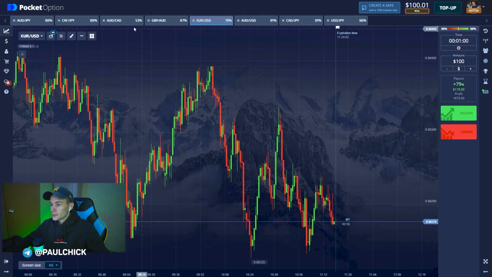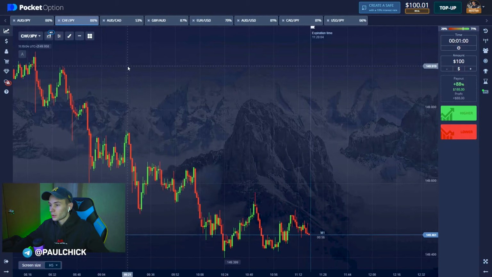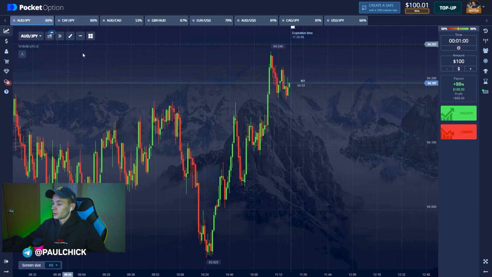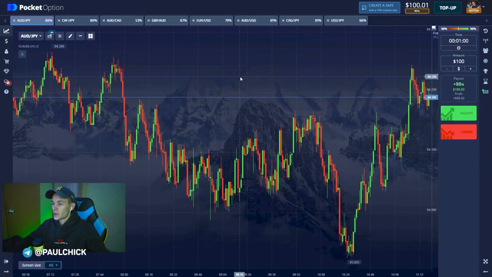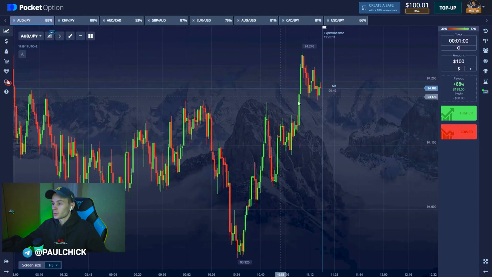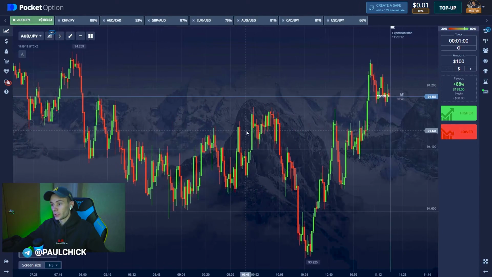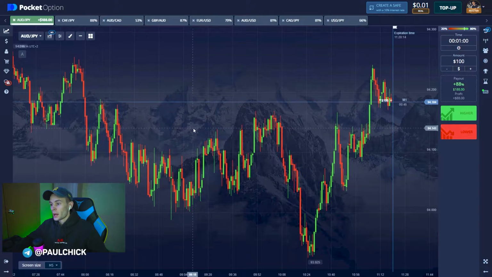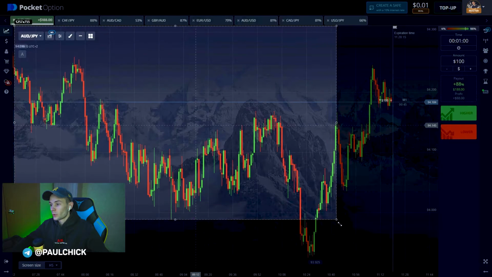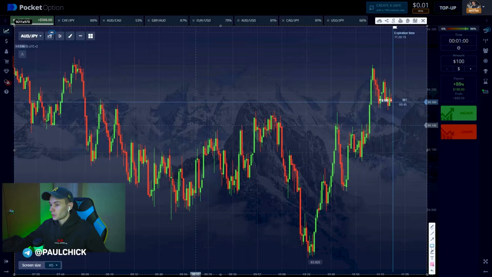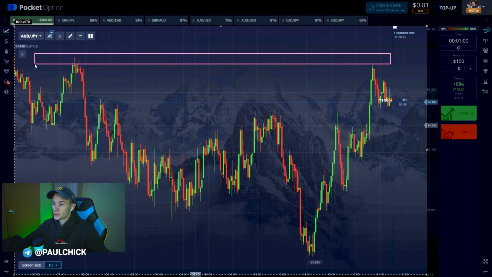Let's start analyzing. Well, here the upward dynamics takes place, the contact with the resistance zone did happen, and let's open the short here. I will point out the workspace. Look, like I say, the price touched the resistance zone.